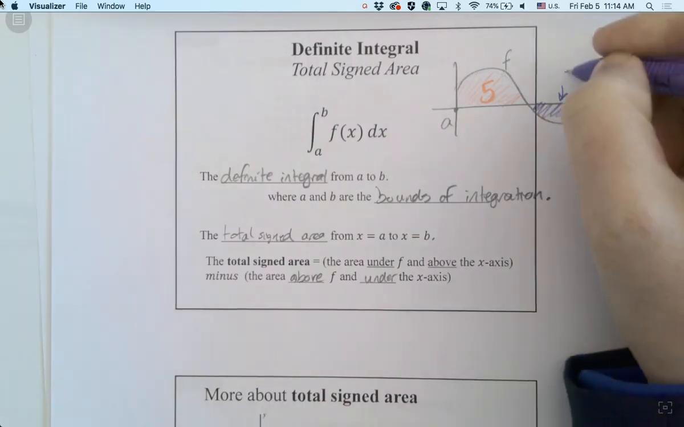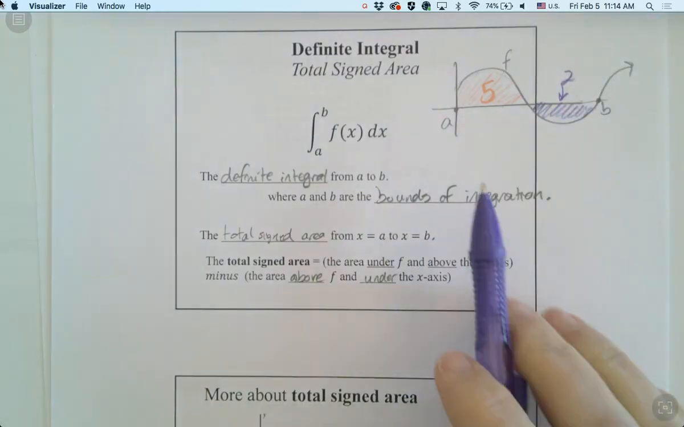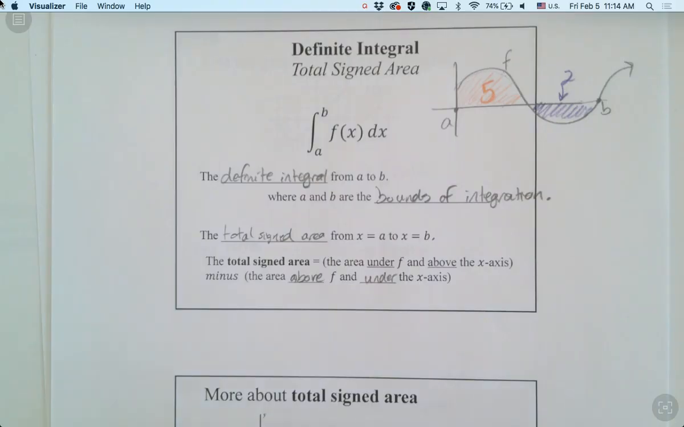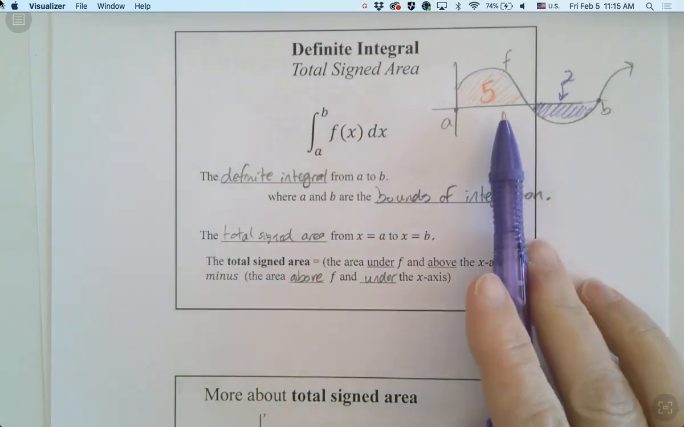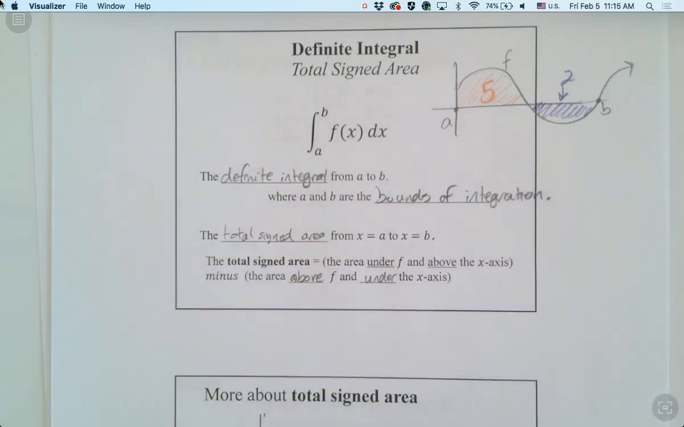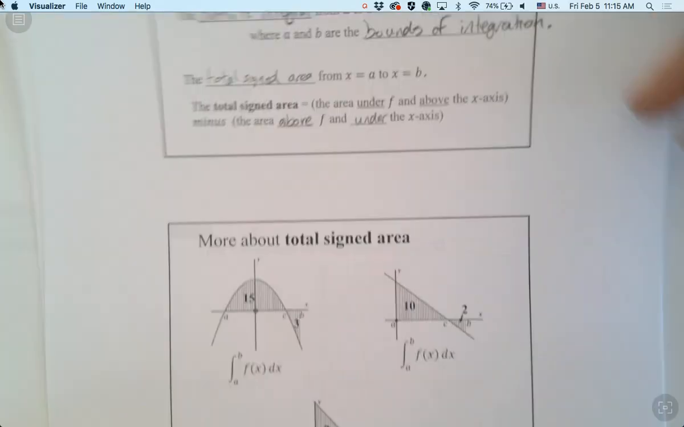So maybe it's 2. The total signed area would be what? 3. The area above the x-axis is positive, the area below is negative. So it's very similar to what we're going to see here in this next slide.